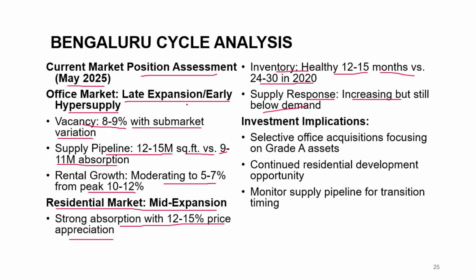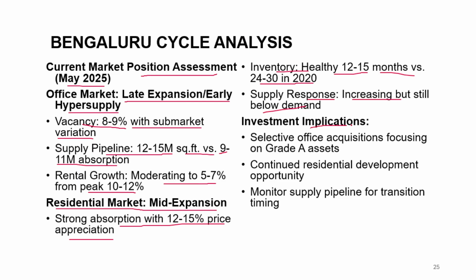And we are getting this analysis through the data which we have: the vacancy, the supply pipeline versus the absorption, and the rental growth, and how it is performing. So these indicators can tell you that the office market is right now in the late expansionary or early hyper supply stage, while residential has strong absorption and healthy inventory, and supply response shows that there is still a mid expansion stage in the residential market in Bengaluru.